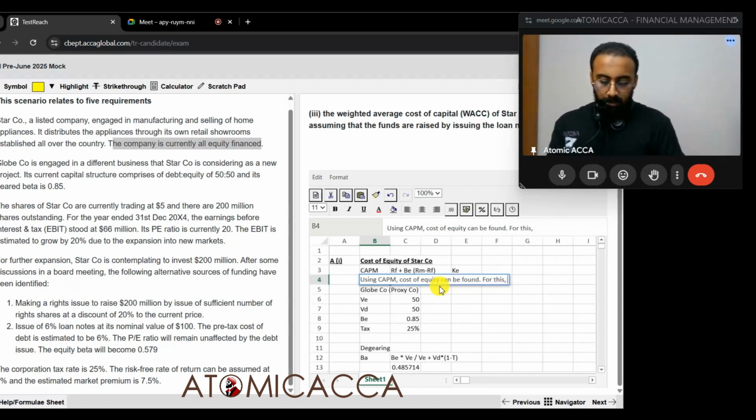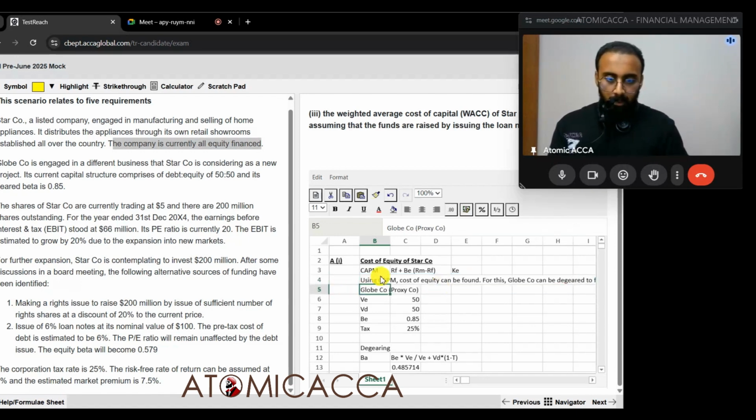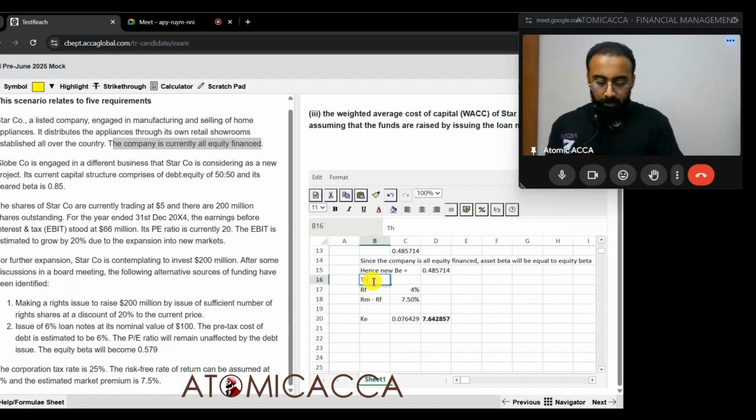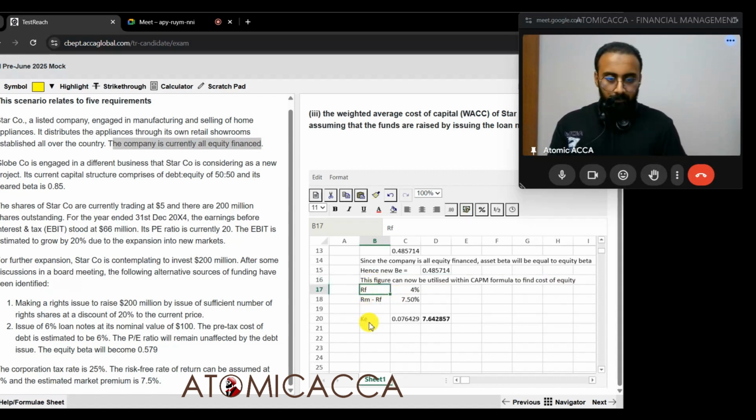For this, Globe company can be de-geared to find asset beta. So we took Globe company's information and de-geared. After that, since the company is all equity financed, asset beta will be equal to equity beta. Then we found the equity beta. This figure can now be utilized within the CAPM formula to find the cost of equity. Then find the formula, apply it. That's it. So this calculation is over.